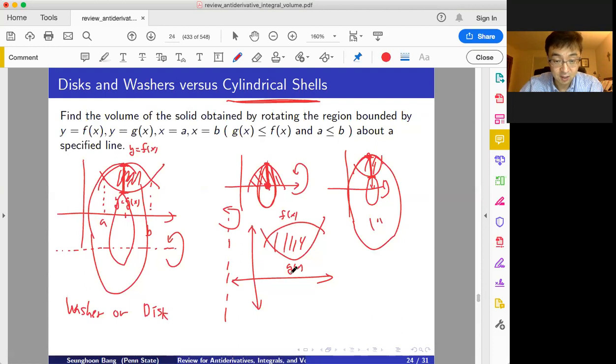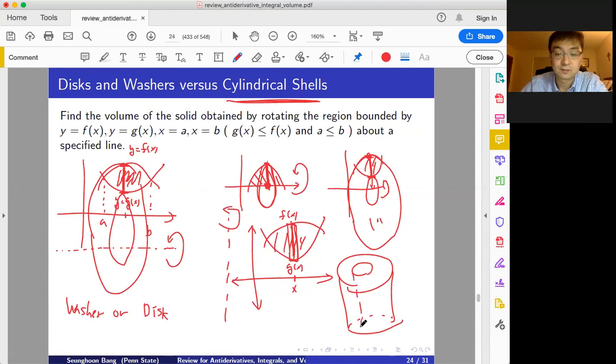How can you make it? Same. You can cut by using one x. You can make a rectangle and rotate this rectangle about the rotating axis. We have a cylindrical shell, right? So you can rotate this rectangle about the rotating axis, and we have a cylindrical shell. You can make a cylindrical shell. So like this.